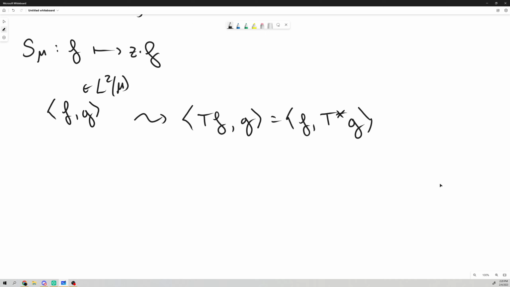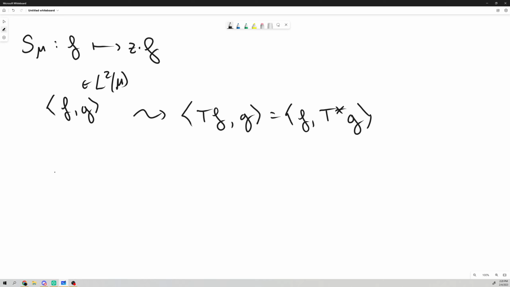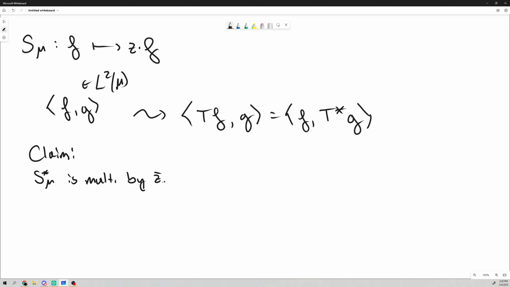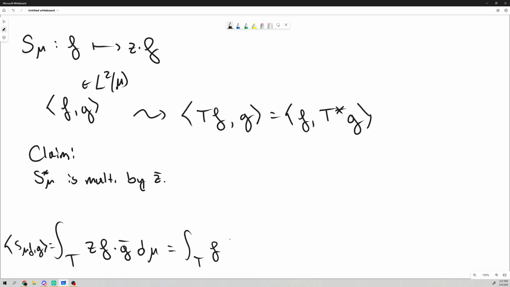We can check that. I claim the adjoint of S mu is multiplication by Z bar. Easy exercise actually. Let's check it. If I do S mu f, g, I apologize for the handwriting, S mu f is going to be Z f. So Z f times g bar, d mu. Well, I can rewrite that as f. You can probably already see where I'm going with this, right, conjugate of the conjugate.